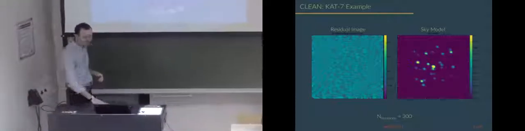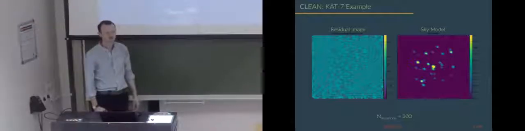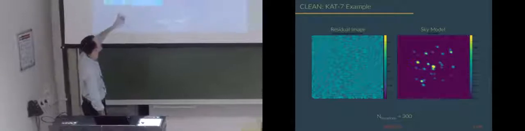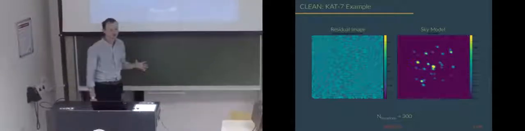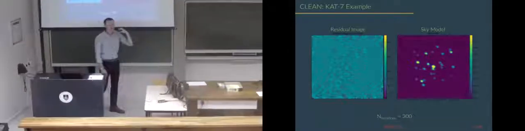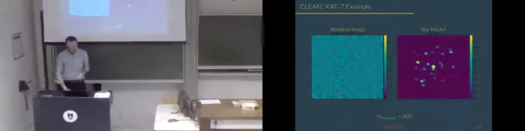And so now if we do 300 iterations of this, we're really at some level. You really couldn't convince me that any of these are sources anymore, because it's too much in the noise. And then we have a nice sky model, right? All our point sources have been subtracted off, and now we're at that point.